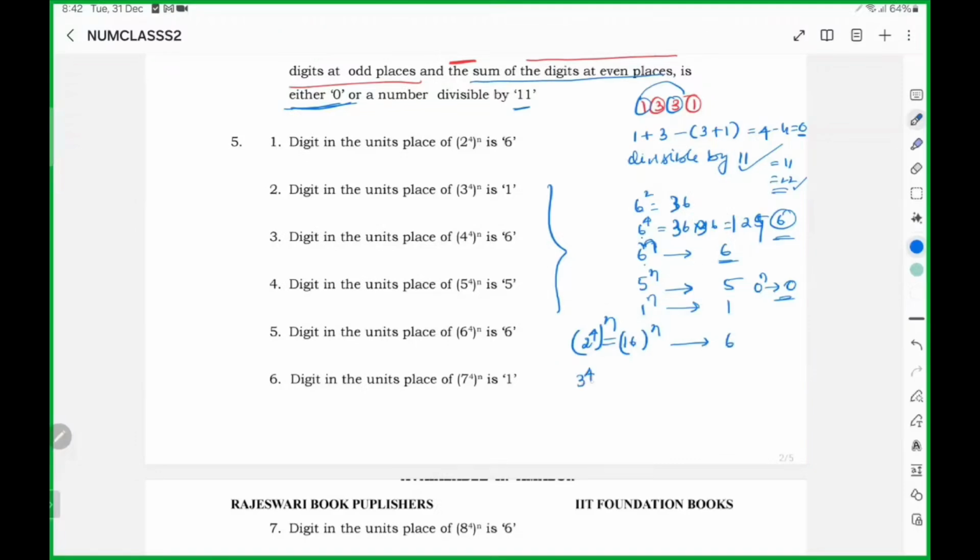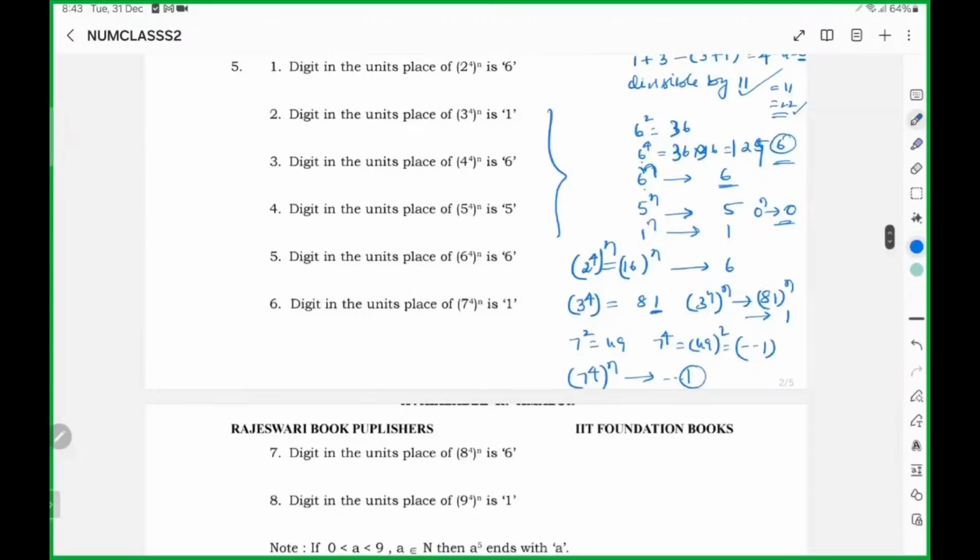So 3 power 4 you take, 81. So units place is 1. 3 power 4 whole power n ends with 1. Similarly, 7 square is 49. 7 power 4 you take, 49 whole square, it ends with 1. So 7 power 4 whole power n definitely ends with 1. Units place will be 1.